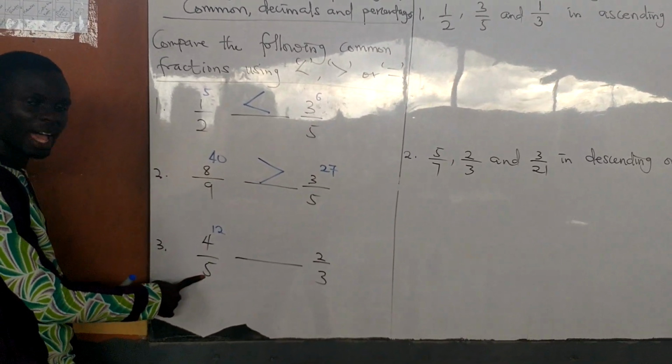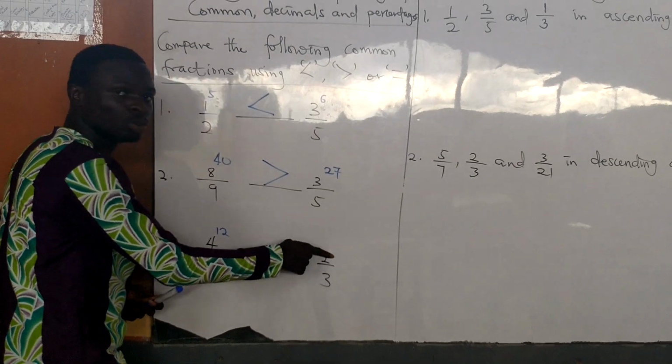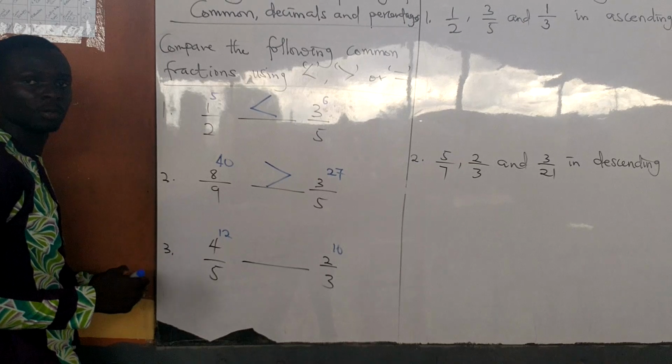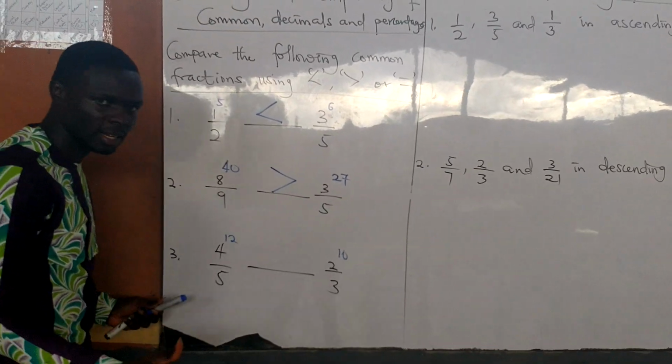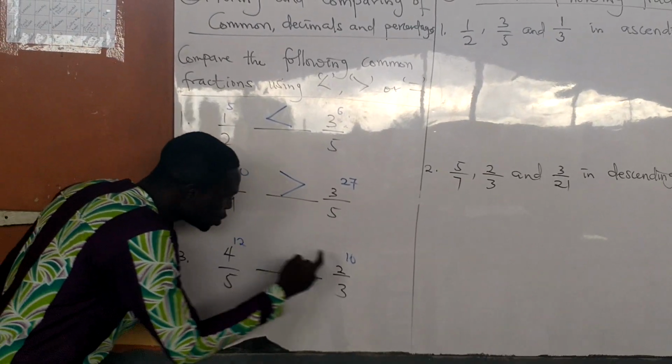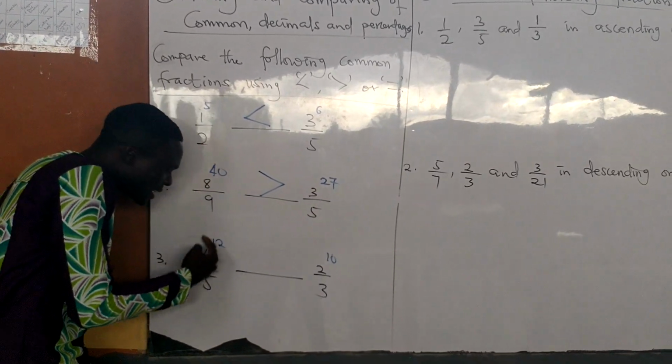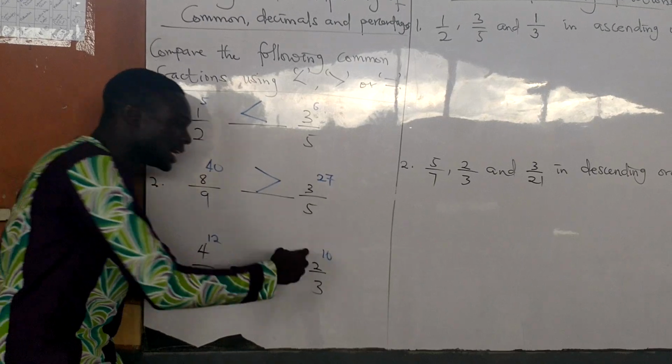Then we'll use this 5 to multiply 2. If 5 multiplies 2, we are going to get 10, because 5 times 2 is 10. So we will compare using these whole numbers, 10, 12, and 10. We can see that this 12 is greater than the 10.